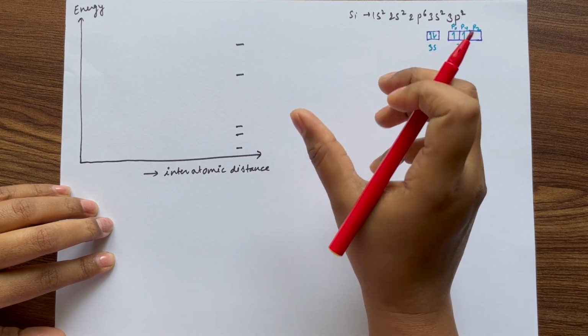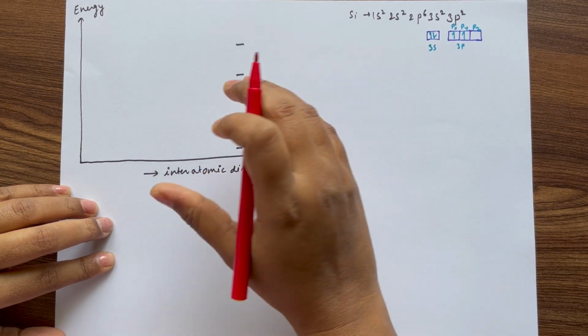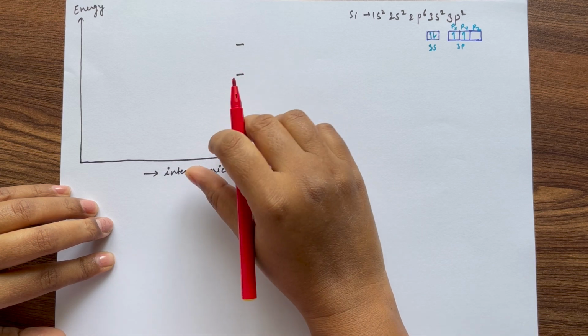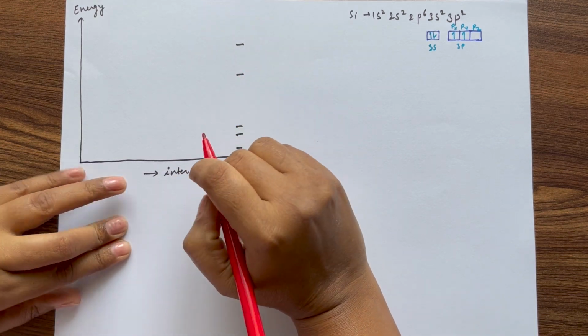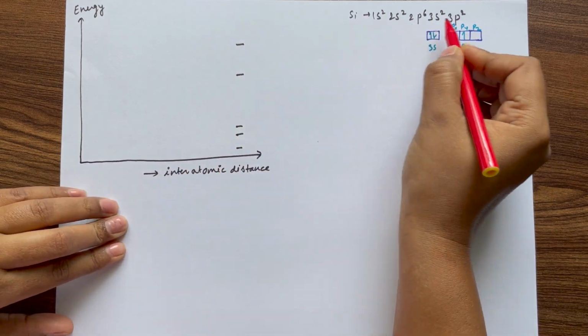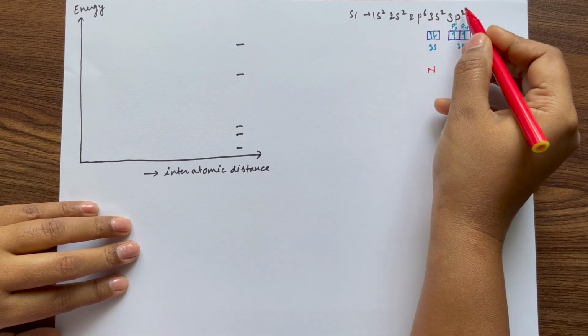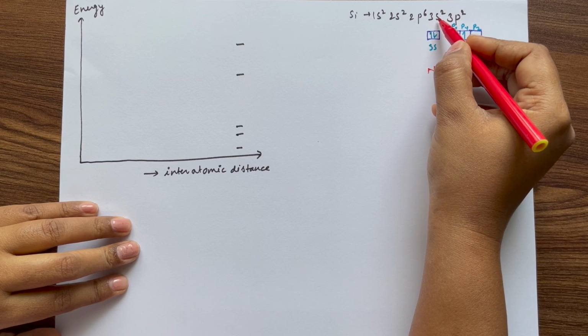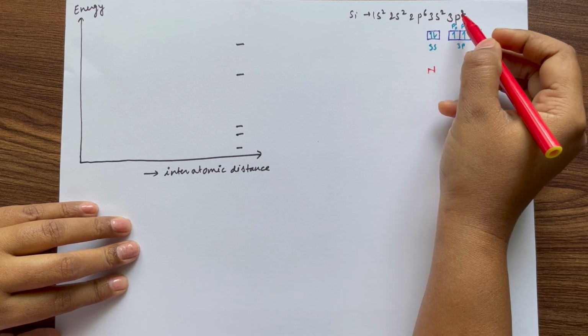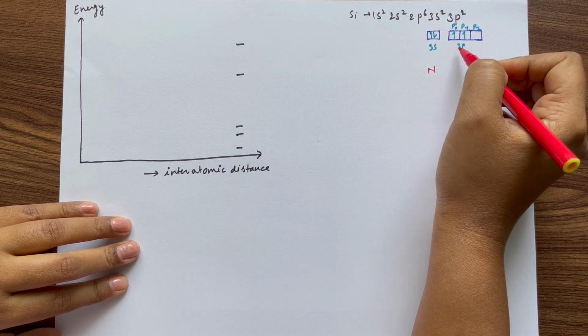Now we will see the phenomena that causes the formation of energy bands in a solid. So this is the atomic configuration for silicon atom. Here we have 4 valence electrons, 2 electrons in 3s orbital and 2 electrons in 3p orbital.